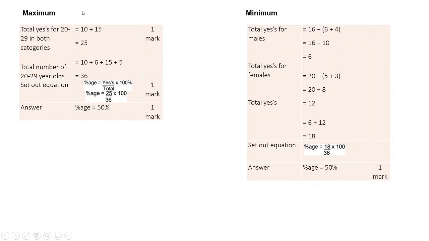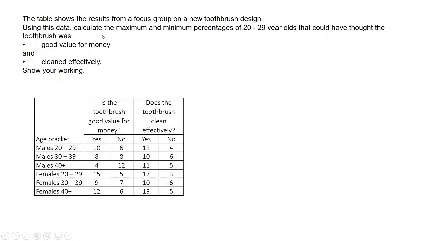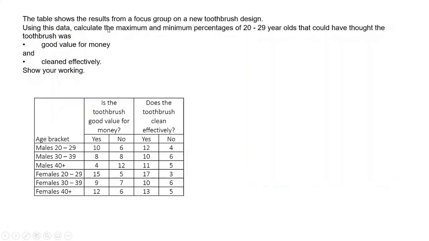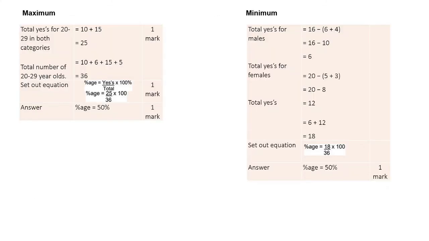So actually, I've just realized I made a little bit of a mistake there. So total yeses for 20 to 29 in both categories. That should be 12, not 15. So that's me making a mistake. So I do apologize for that. Okay, we'll assume that should be 12, but we'll work through as we're going anyway. So add them up together. Gets you a total of 25, gets you 1 mark for that.